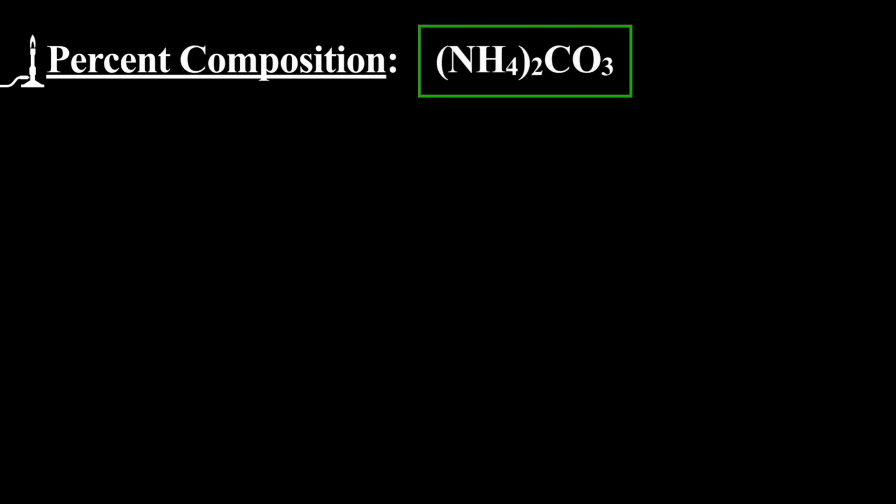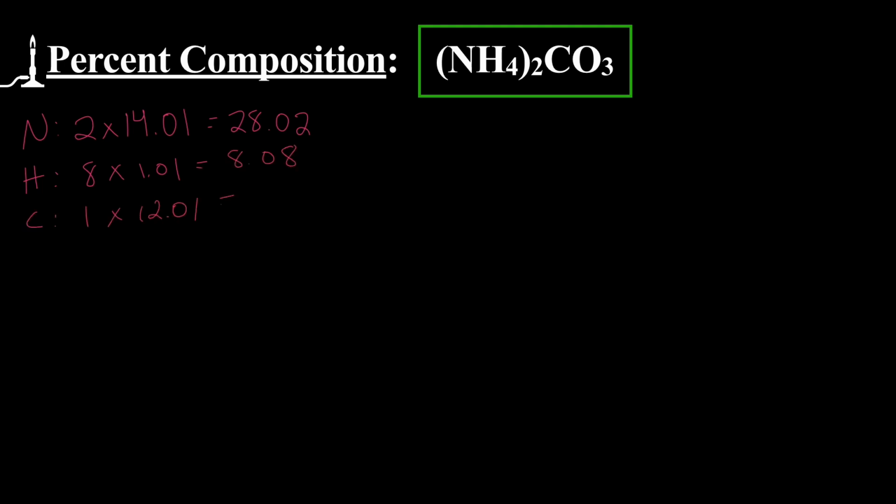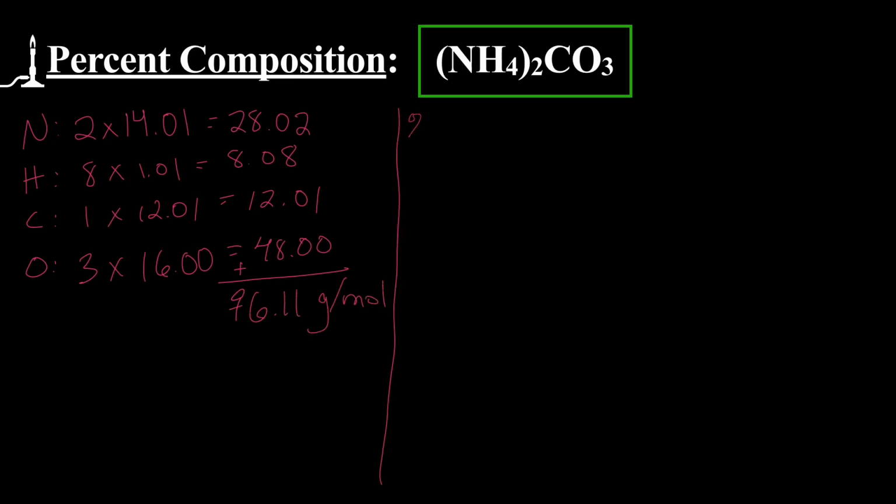So I have NH4, parentheses 2, CO3, ammonium carbonate. Start out with my nitrogens. I have 2 nitrogens, so 2 times 14.01, 28.02. Hydrogen, I have 8, because 2 times 4 is 8, times 1.01, so I get 8.08. Carbon, I have 1. 1 times 12.01, so I get 12.01. And oxygen, I have 3. 3 times 16 is 48. Add them all together, I get 96.11 grams per mole.